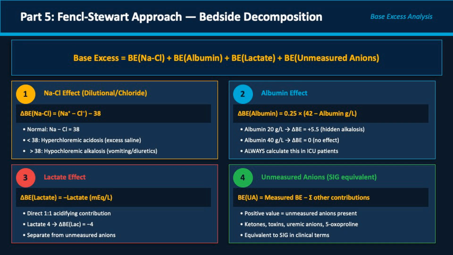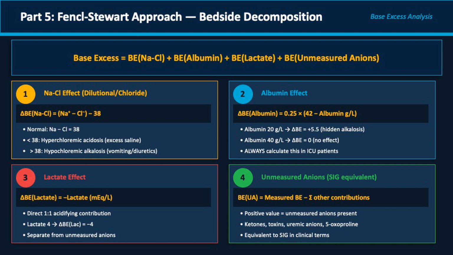This is the most useful part of the entire lecture, the Fencl-Stewart approach. It takes Stewart's complex math and makes it bedside friendly. Base excess is equal to base excess sodium chloride plus base excess of albumin, plus base excess of lactate, plus base excess unmeasured. For the components, you calculate each one separately. It takes about 2 minutes. This uses only a standard blood test. Let's go through each one.